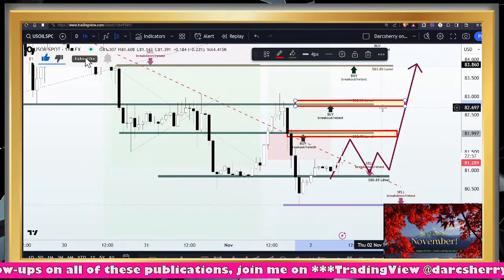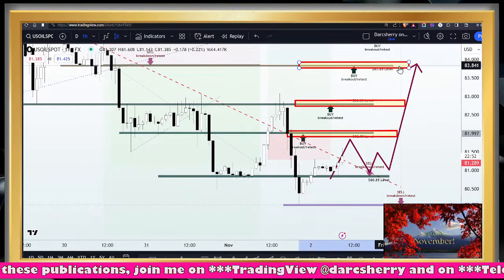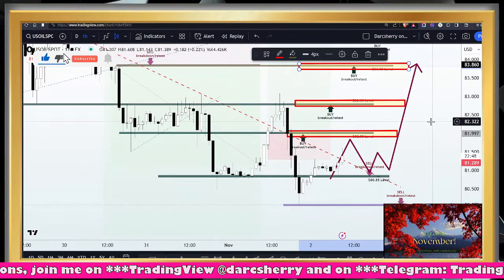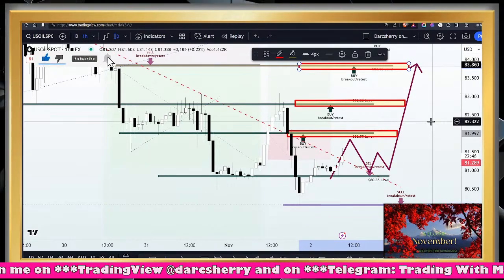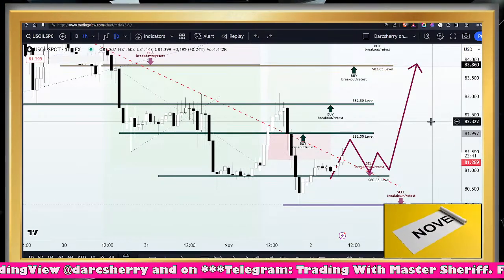If this level gets broken to the upside, we do want to be looking out for more buying opportunities, and then the breakout of the $83.85 level will welcome more buy positions. So that is how we are going to be managing a trade on the US All Spot today.